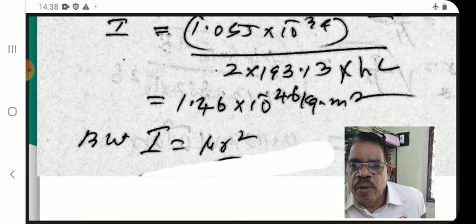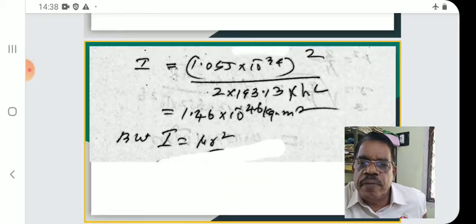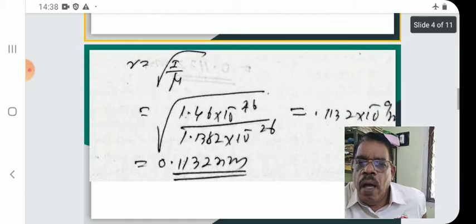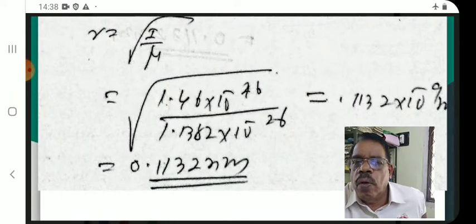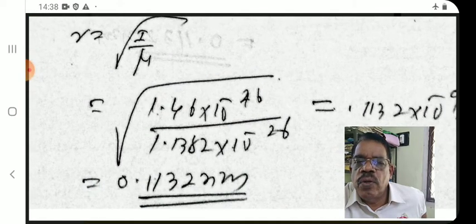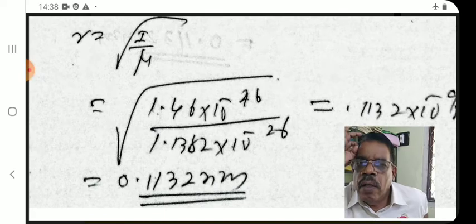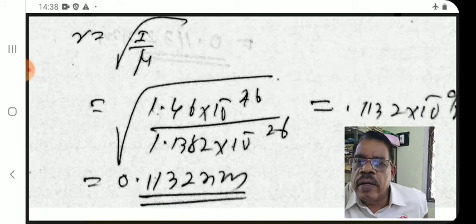And you know the formula of I. I is mu r square. Mu is reduced mass. Therefore, r is root of I by mu. And I in a previous calculation we have determined. If you don't know, you have to calculate. I is given.